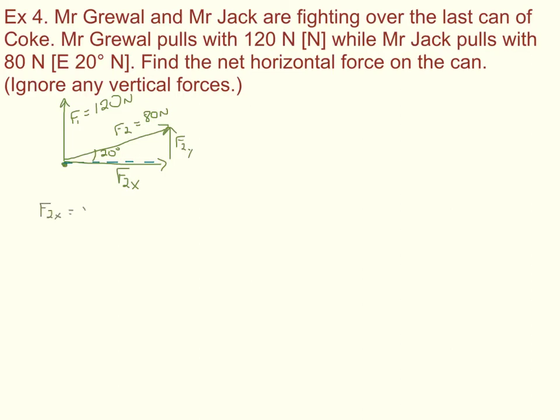F2x is going to be whatever the magnitude is times the cosine of 20 degrees. And it's cosine because that's the adjacent. Remember, cosine's adjacent over hypotenuse. F2x is the adjacent side, so we're going to use cosine here. And F2x works out to 75.175 newtons. So I'll stick a box around there. This isn't any kind of a final answer, it's just the one component of that force.